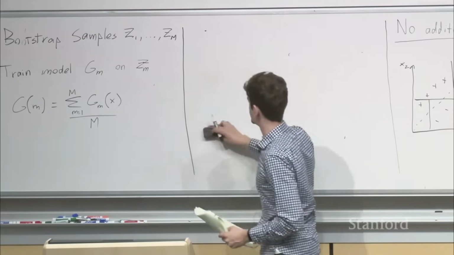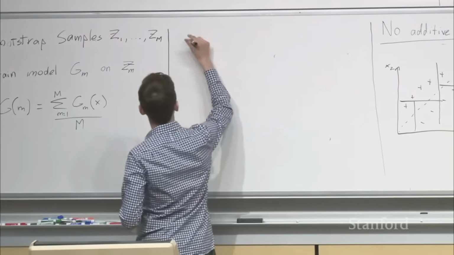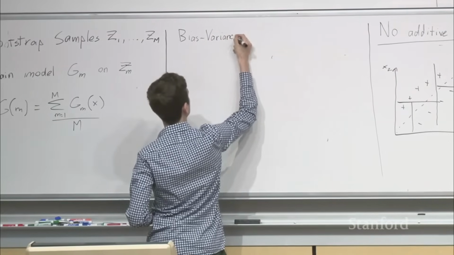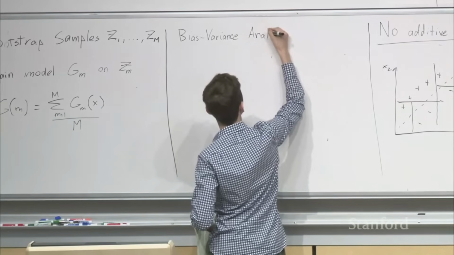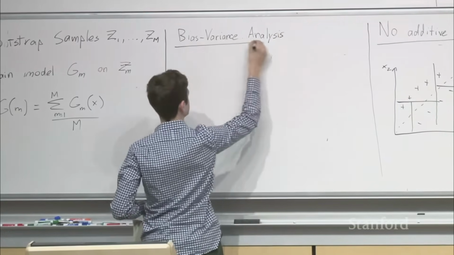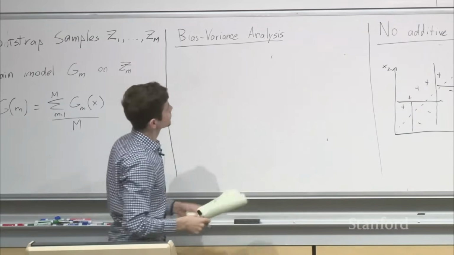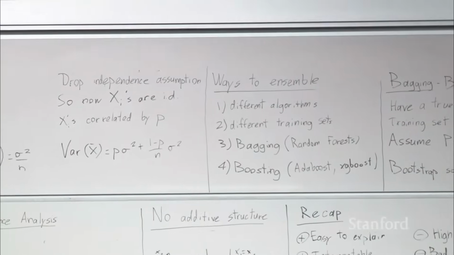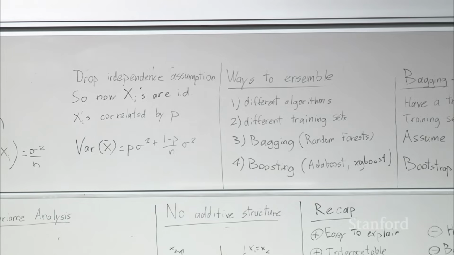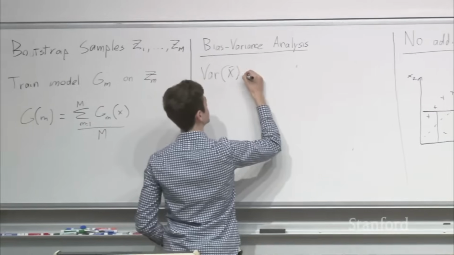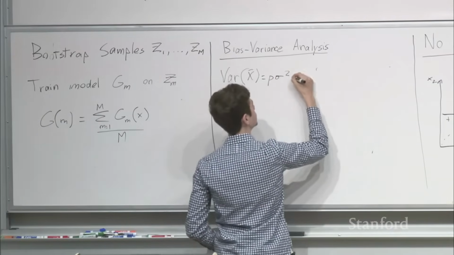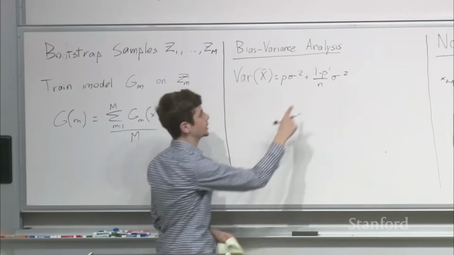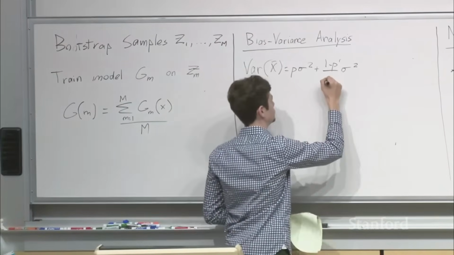If we do a little bit of analysis from the bias-variance perspective on this, we can see why this kind of thing might work. You recall we have this equation up here, right? The variance of the mean is rho sigma squared plus (1 minus rho) over n of sigma squared. Let me write that out here to be clear. In this case, our m is really just the number of bootstrap samples, so we'll use big M.